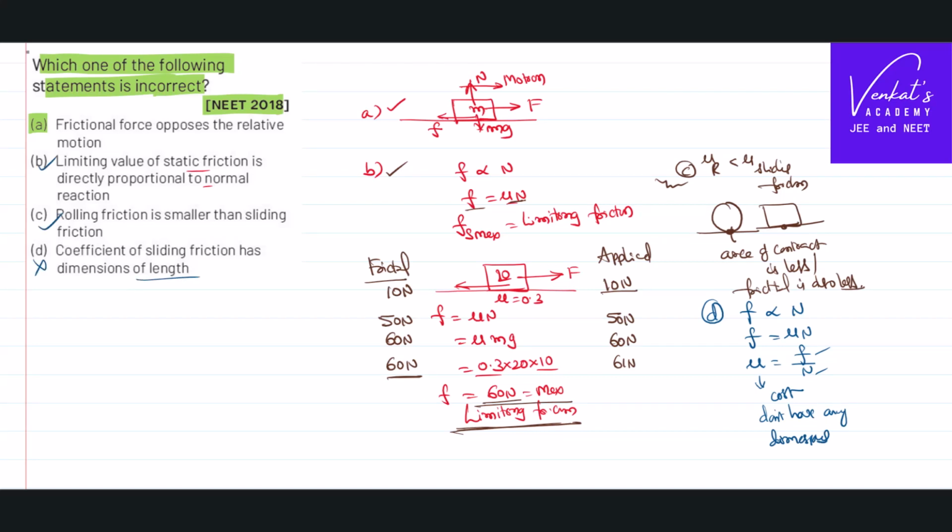All other statements are correct. And hence option D is correct, because we want an incorrect statement. That's how we need to understand that problem.